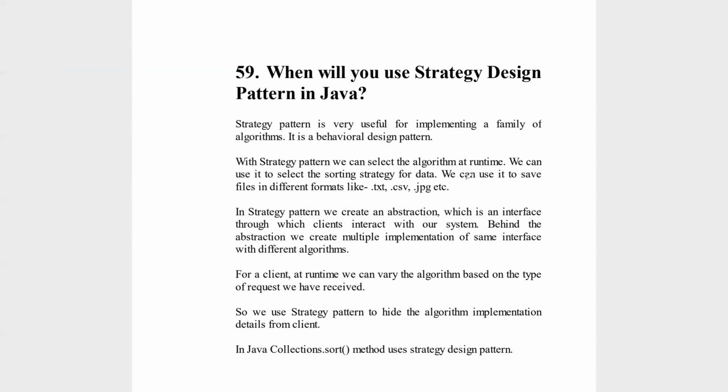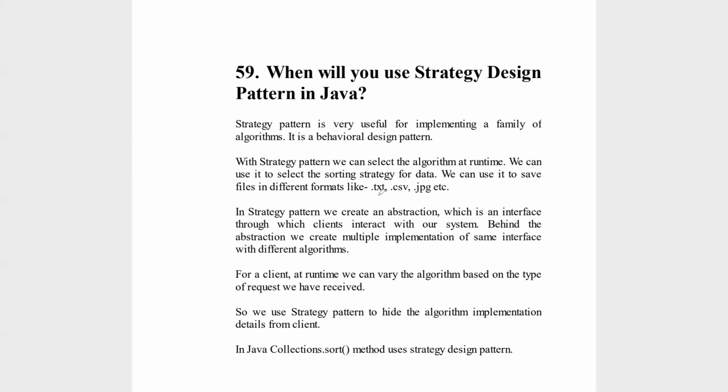Suppose we take the example of storing files in different formats. If you have used Microsoft Word, you can see .txt, .csv. That is how you can save, and that's the strategy here: what all formats you can save the document in.